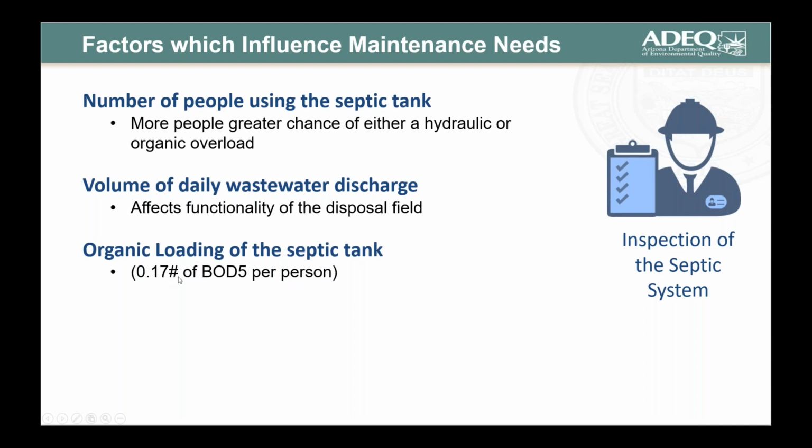And as a general guideline, you can figure that 0.17 pounds of 5-day BOD is the loading per day for one person. So as you can see, when you get more people in the house discharging wastewater, your organic loading is going to increase. And that, of course, is going to affect the treatment process. That just means there's more solids for the septic tank to settle out.